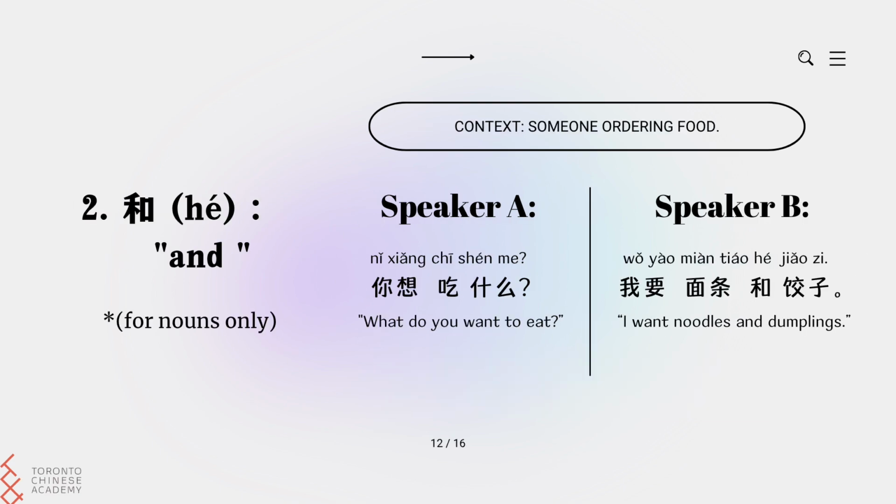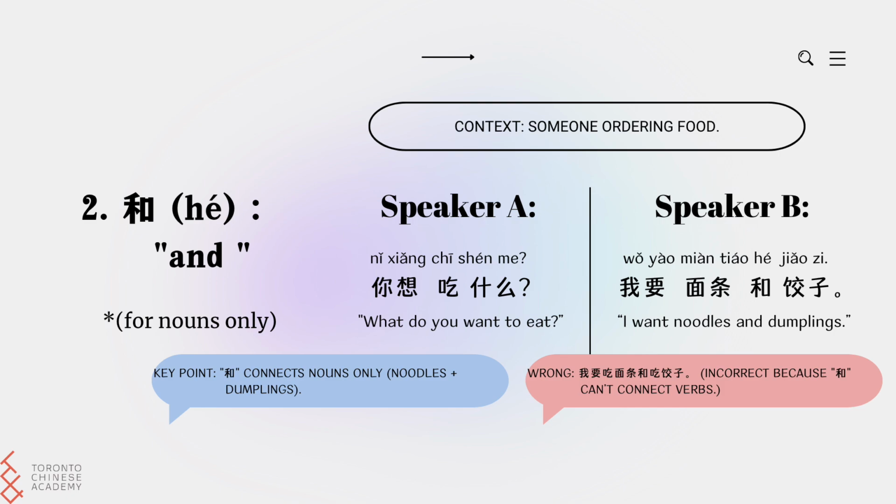Here is an example of 和 used for nouns only under the context of someone ordering food. Speaker A can ask, 你想吃什么？What do you want to eat? And speaker B can respond, 我要面条和饺子。I want noodles and dumplings. A key point to note here is that 和 connects nouns only. In this case, it's noodles and dumplings. Another important point to keep in mind is that it's wrong to say 我要吃面条和吃饺子. It's incorrect because 和 cannot connect verbs.